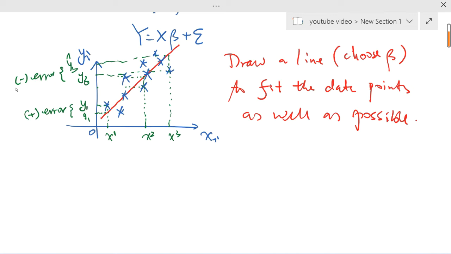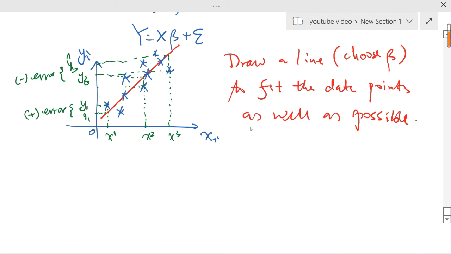Some positive, some negative. So what about, let's choose beta such that we make the sum of all these errors as small as possible, or choose beta to minimize the sum of errors. No, this is actually not a good idea, because if we sum all these errors up, the positive ones will cancel out with the negative ones, which is not good. So before summing them, let's square the errors and sum them up, and then choose beta to minimize these squared errors.